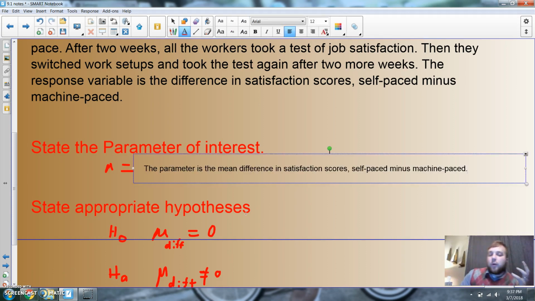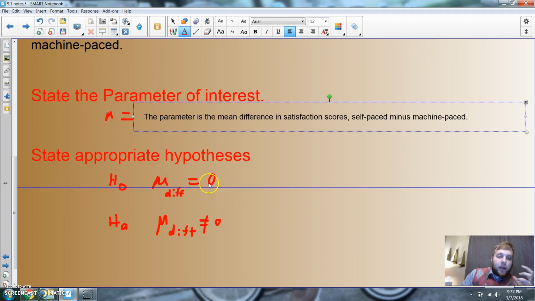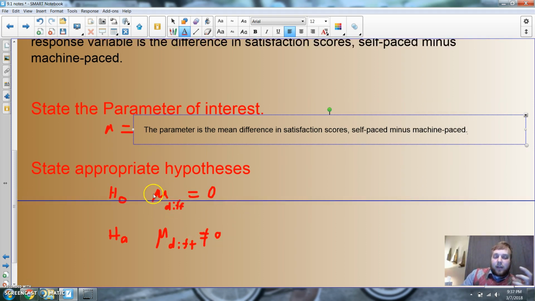One thing I focused on here is you've got to put context. So when you write a hypothesis and you say mu is equal to 0 or mu is not equal to 0, AP really wants to know what mu actually stands for. And so you would say mu is the parameter, or the parameter is the mean difference in satisfaction scores, self-paced minus machine-paced. So it's adding that context.